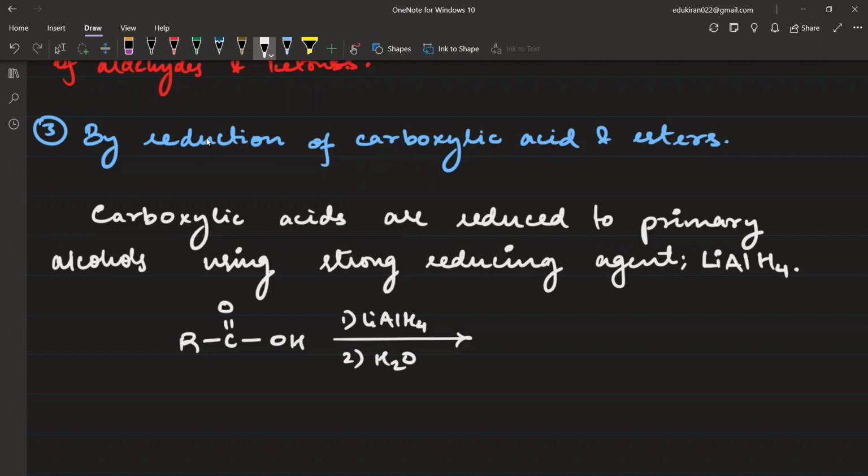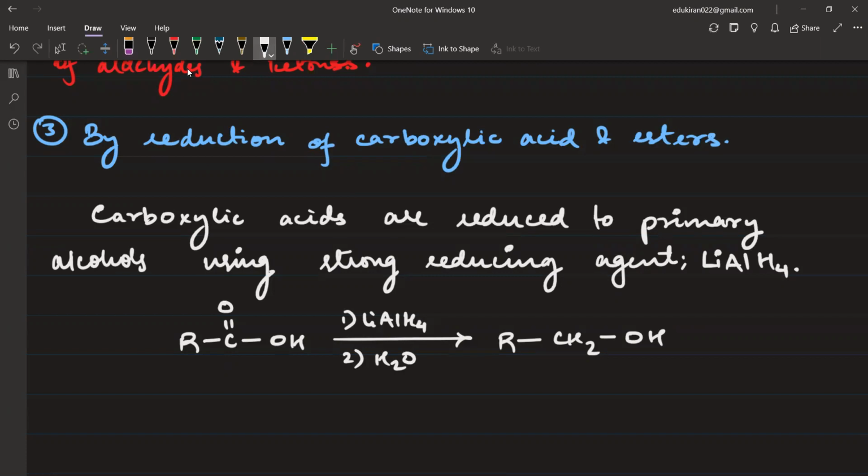So when we have carboxylic acid, we get R CH2OH. So this oxygen is gone because reduction means removal of oxygen or addition of hydrogen. So both the things are happening here. This carbon atom is removing the oxygen and it is also getting hydrogen atoms.